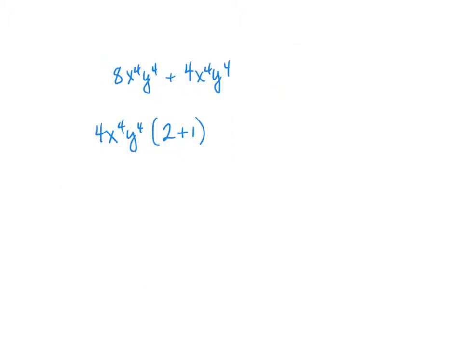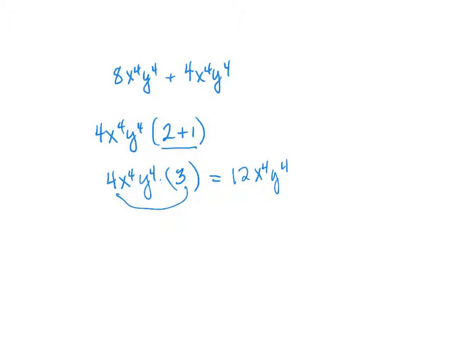Okay, you say, but that's really weird. Why do I have this 2 plus 1 in here? Because I can actually simplify that, right? So what happens if you do that? Let's make this 3 times 4x to the fourth, y to the fourth. What is that? That would be 12x to the fourth, y to the fourth, right? Because you multiply the coefficients.